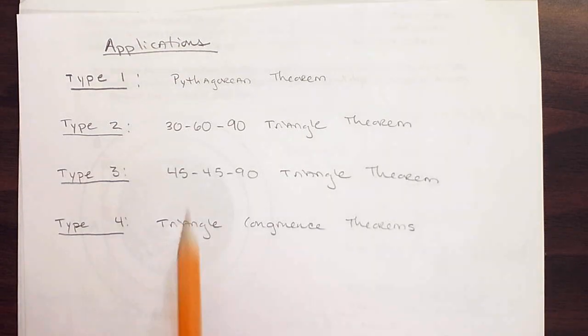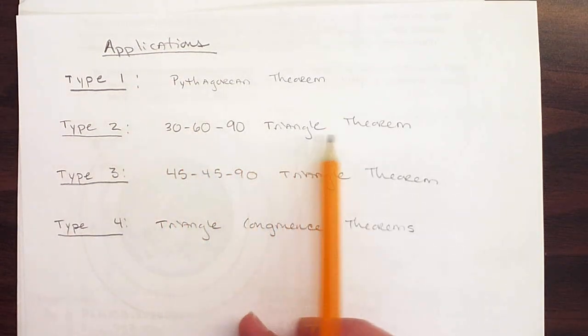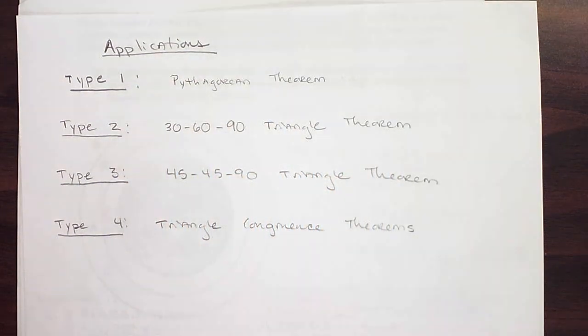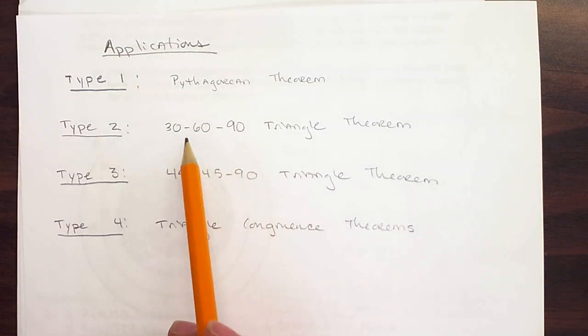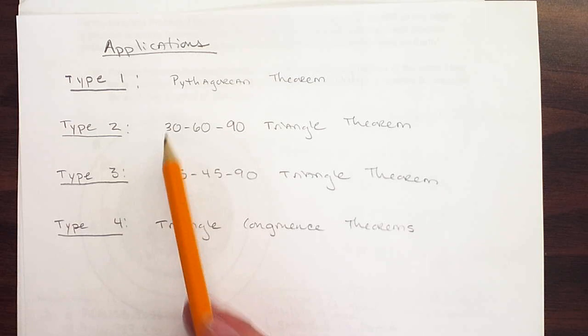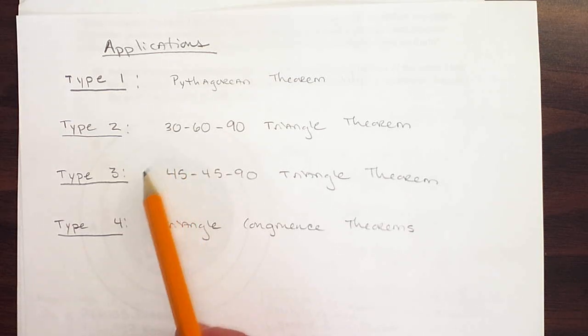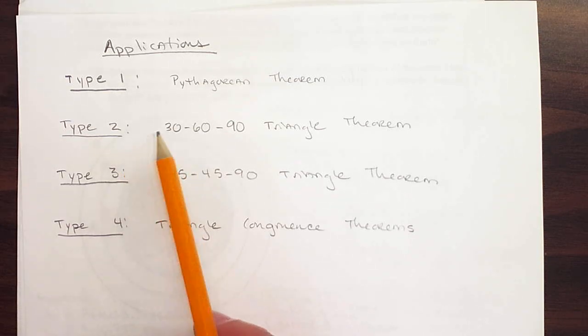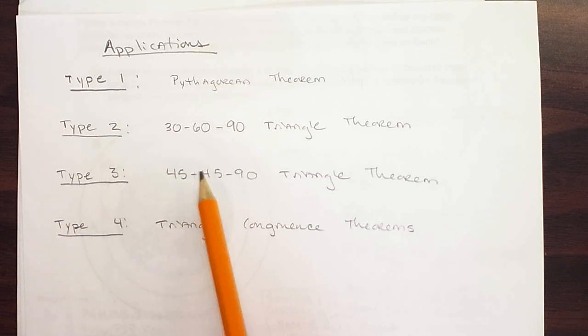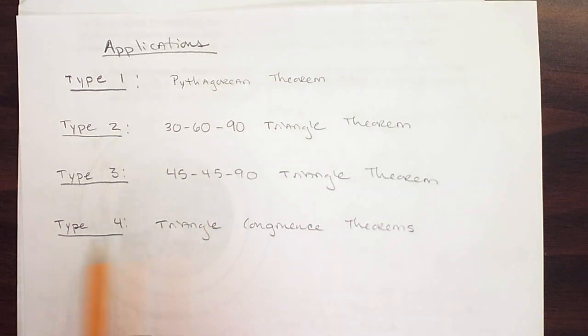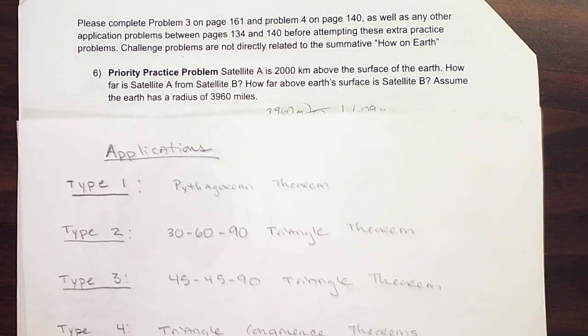Remember that for type 2 and 3, the way that we solved those theorems in the first place was using the Pythagorean theorem. So either of these types of problems can be solved using the Pythagorean theorem, but they do require thinking back to how we did the proof in the first place. So there are other triangle congruence theorems that you could be asked to do, and so in type 4, that's what we are going to talk about.